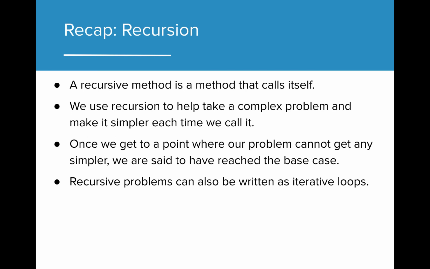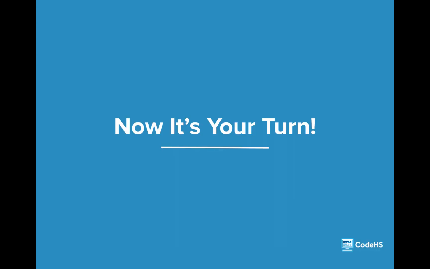A recursive method is a method that calls itself. We use recursion to help take a complex problem and make it simpler each time we call it. Once we get to a point where our problem cannot get any simpler, we are said to have reached the base case. Problems that can be solved with recursion can also be solved with loops. Now that you've learned about recursion, let's get some practice in the editor.